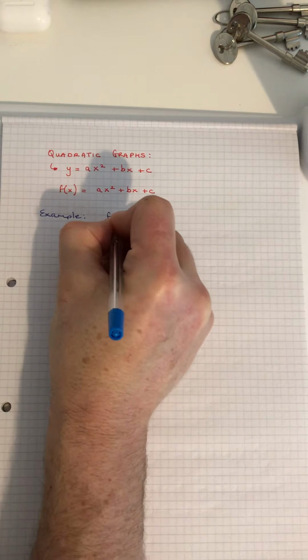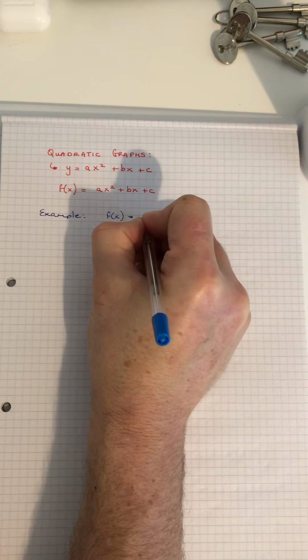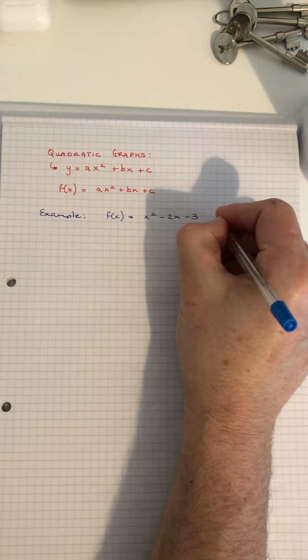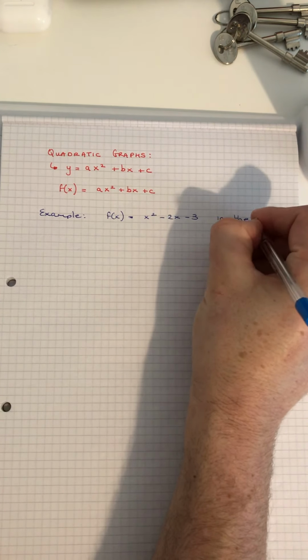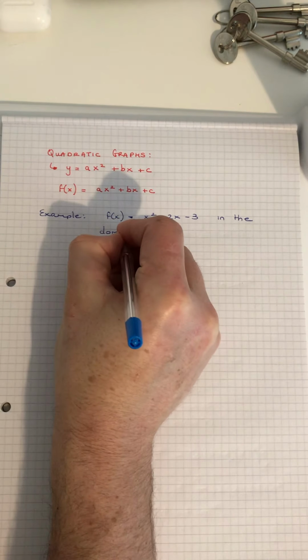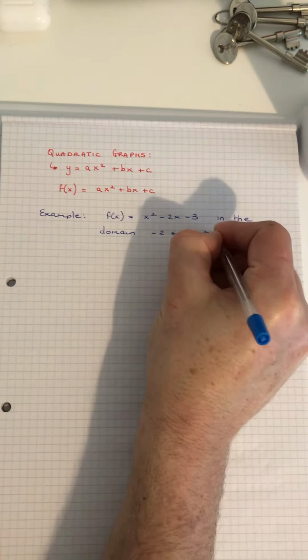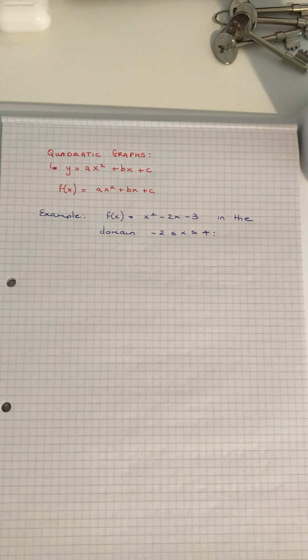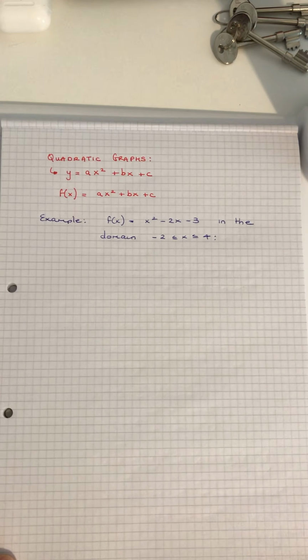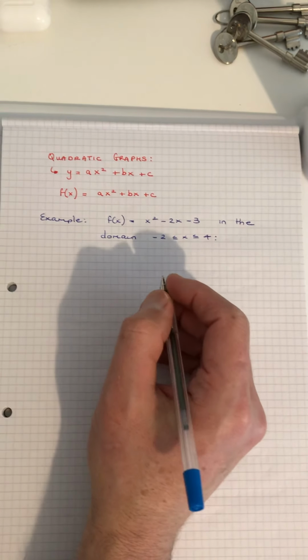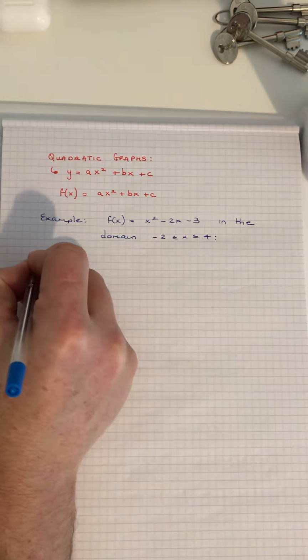Now, for an example, say, I might choose a nice easy one. So f of x equals x squared minus 2x minus 3 in the domain from minus 2 to 4. So x is between minus 2 and 4. Okay, so it's the very same process as before, except this time it's advisable to use a calculator maybe, because the last time you were just adding or subtracting really.